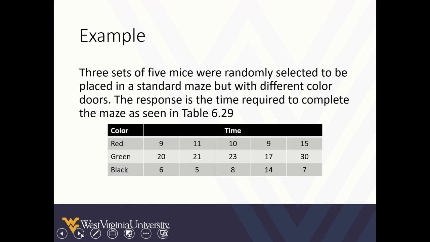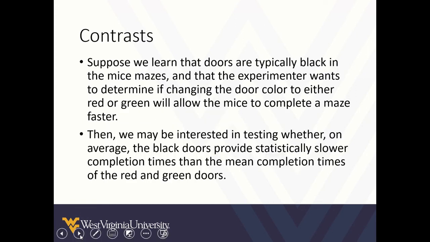And so to understand how we set up contrast, let's consider the mice in the maze example. So if we recall, there are 3 sets of 5 mice that are randomly selected to be placed in a standardized maze with different colored doors. And in our table, we see the response time required to complete the maze per each colored door. And so for our contrast, we might suppose that we learn that doors are typically colored black in the mice mazes. So one logical thing the experimenter might want to question is if changing the door color to say red or green will allow the mice to complete the maze faster.